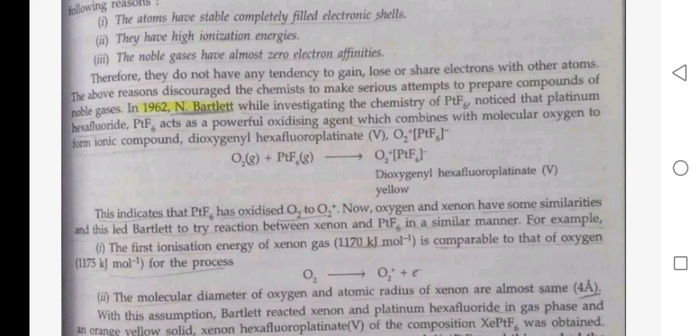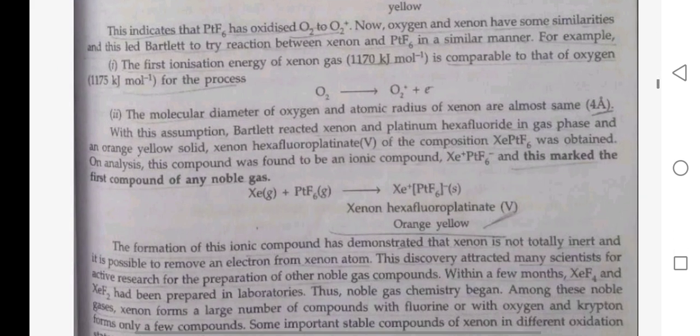Now, oxygen and xenon have some similarities, and this led Bartlett to try reactions between xenon and PtF6 in a similar manner. For example, the first ionization energy of xenon is comparable to that of oxygen for the process. The molecular diameter of oxygen and the atomic radius of xenon are almost the same.